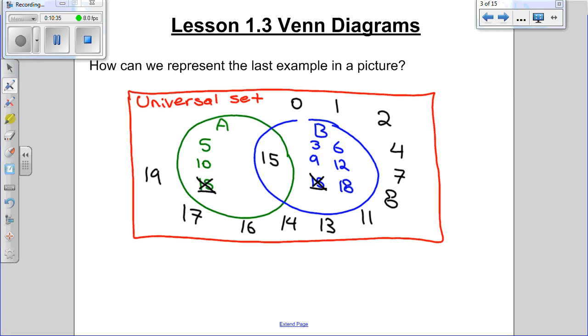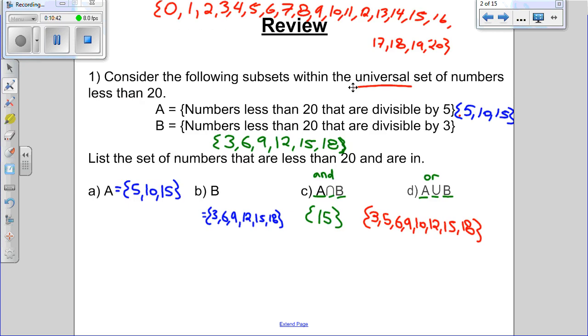No, because it said less than 20, I think, right? Was 20 in my original universal set? It was, but it shouldn't have been. Less than 20, so it shouldn't have included 20.